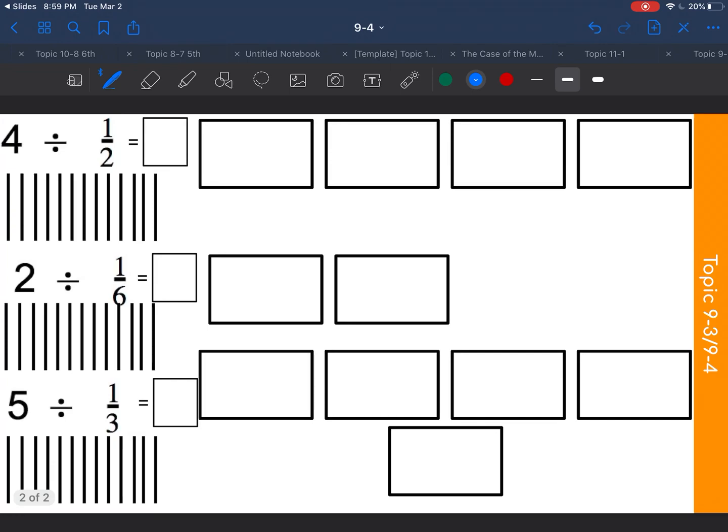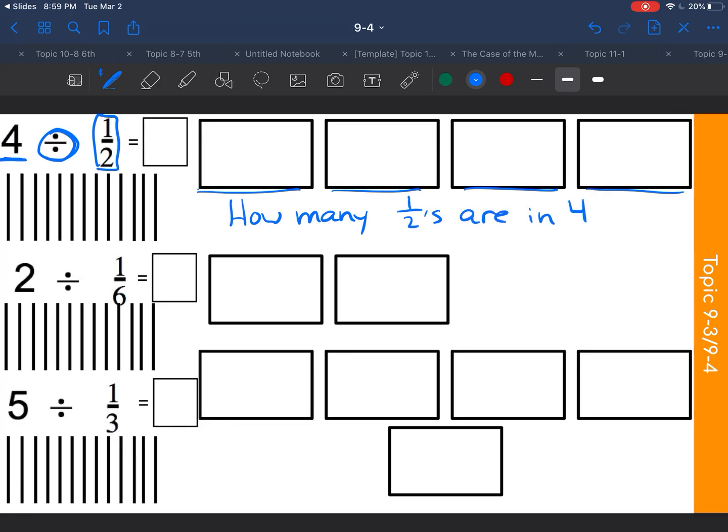So let's look at a few more examples. This problem says 4 wholes divided by a half. What I did right here, I already drew the wholes for you. So we have 4 wholes represented, and we're dividing it into halves. Basically what we're saying is how many halves are in 4 wholes.